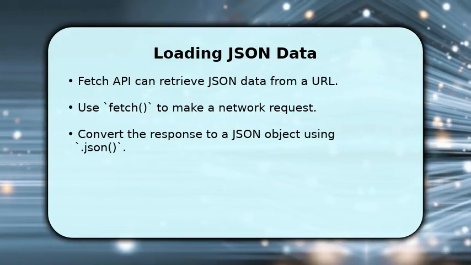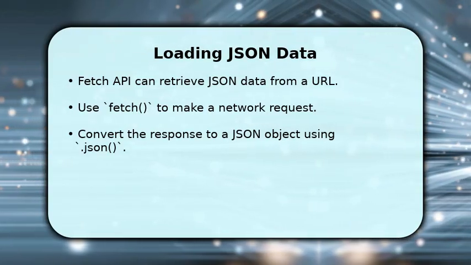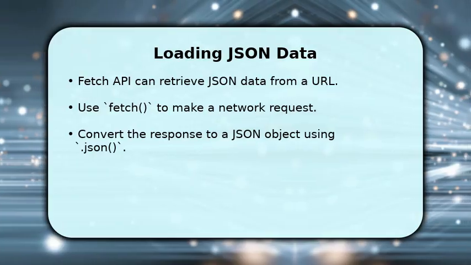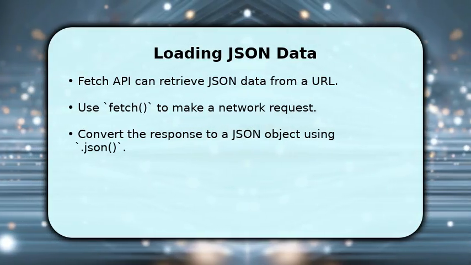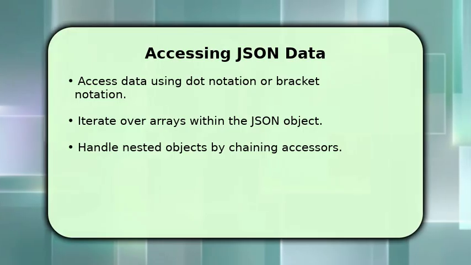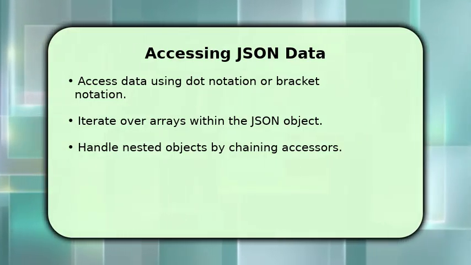Call the JSON method on the response to parse the data into a JavaScript object. This asynchronous operation returns a promise, so you'll typically chain a then method to handle the parsed data. Once your JSON data is loaded and parsed into a JavaScript object, accessing its contents is straightforward.